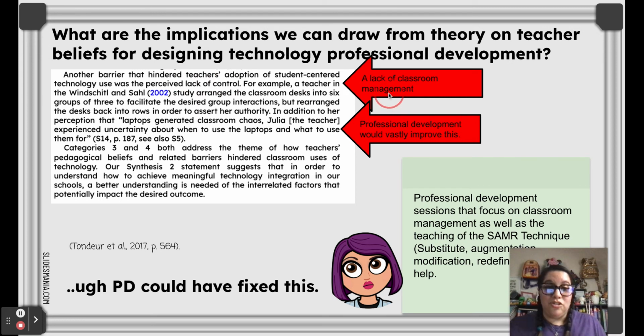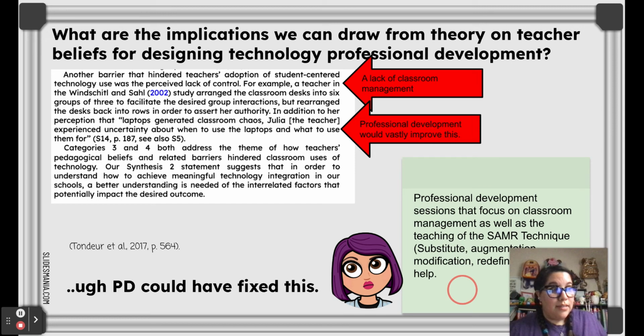That has nothing to do with the use of technology. And so some professional development sessions that I would recommend focus on classroom management as well as teaching the SAMR technique. When I was a new teacher, we had a lot, but I went to school to be a teacher. I didn't become a teacher through emergency certification or alternative certification. I went to Texas A&M University, and my plan has always been to teach since I was little.